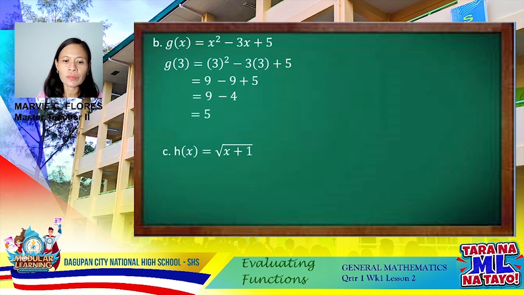Next example. What about h of x is equal to the square root of x plus 1? And again, x is equal to 3. So, h of 3 is equal to the square root of 3 plus 1, and that is equal to the square root of 4. The square root of 4 is equal to 2.